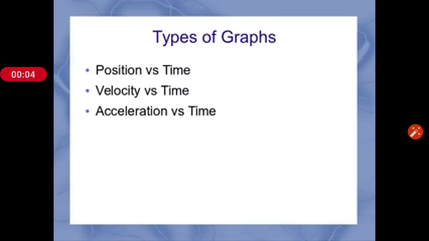In 1D. So we've got three different graphs we're going to take a look at. Position versus time, which we can get the most information from. Velocity versus time, and then acceleration versus time.